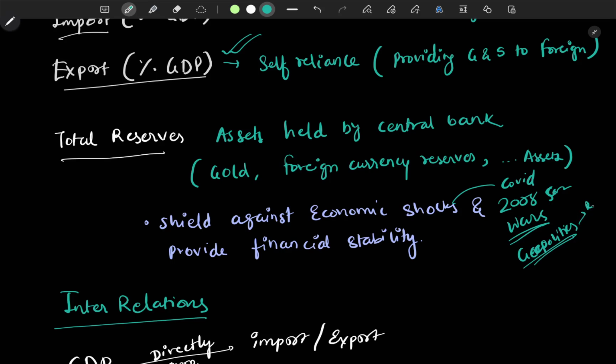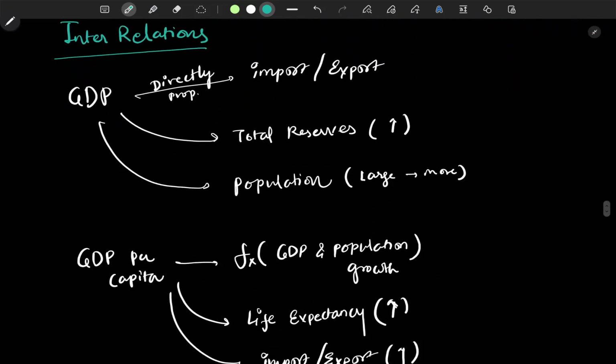There is the Russia and Ukraine thing, that sort of thing. What are the interrelations between the GDP? So GDP is directly proportional to import and export. Suppose there is a higher export, the GDP will be higher, and the more export there is, there may be a possibility that there is a higher import.